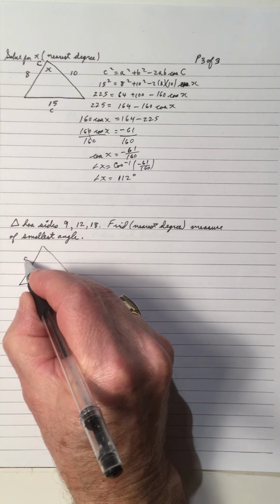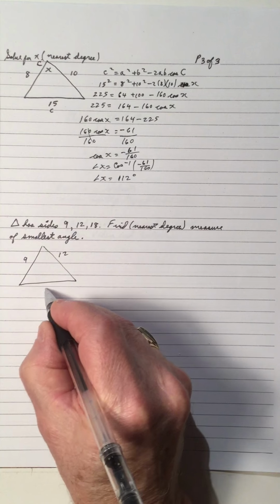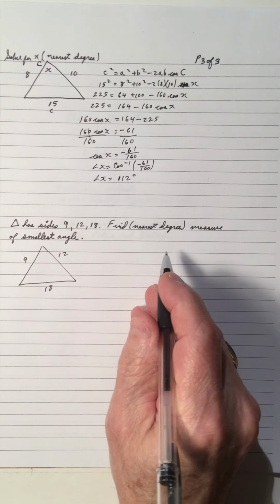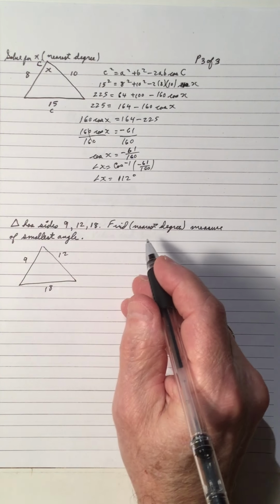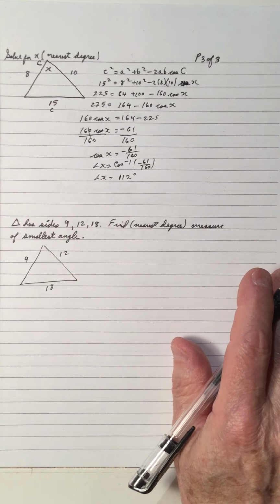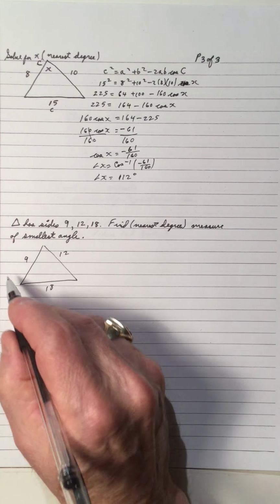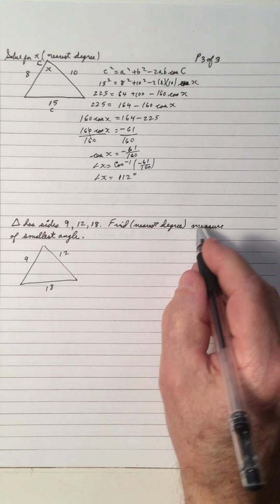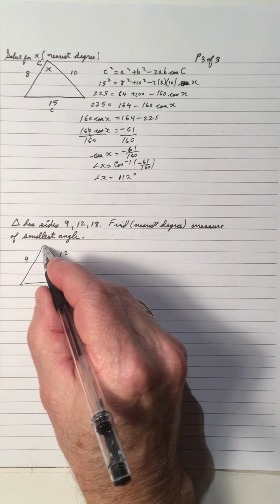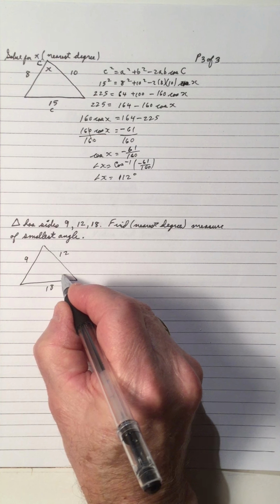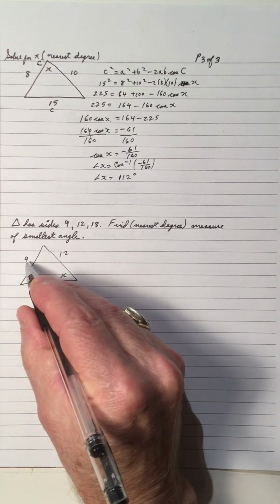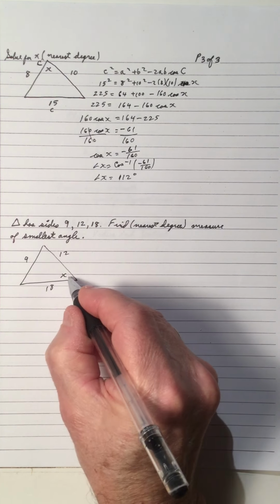We've got a triangle of 9, 12, and 18. It's not drawn to scale. I'm just drawing a triangle, putting in the sides. They're not proportional. You know, the 18 is just as long as the 9. But now, find the measure of the smallest angle. So the smallest angle is opposite the smallest side. So the smallest angle is this one. That's the smallest side. So this is the smallest angle.